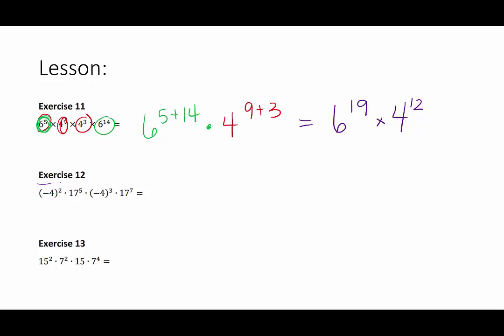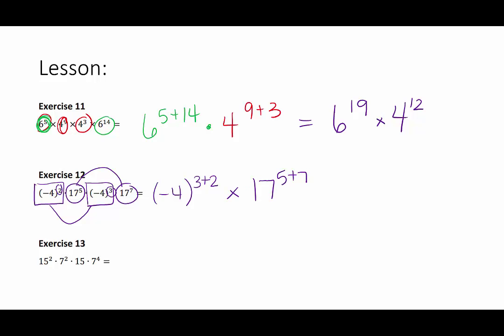So we're going to do the same thing here. I'm going to box out the negative 4s, and we can circle the 17s. On one hand, we're going to put these two together, and then we'll put these two together. So we would have -4 to the 3 plus 2 power, because the powers are 3 and 2, and multiplied by 17 to the 5 plus 7 power, because the 17s have powers of 5 and 7. And that is going to equal -4 to the 5th power times 17 to the 12th power.